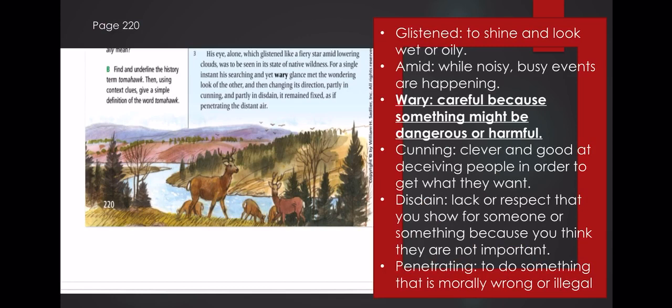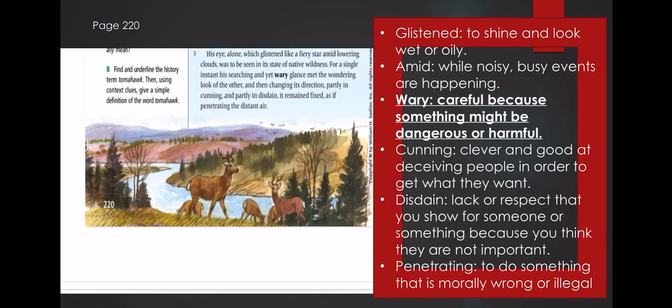Now the last paragraph: his eye alone, which glistened like a forest star amid lowering clouds, was to be seen in its state of native wildness. For a single instant his searching and yet wary glance met the wandering look of the other, and then changing its direction, partly in cunning and partly in disdain, it remained fixed, as if penetrating the distant air.